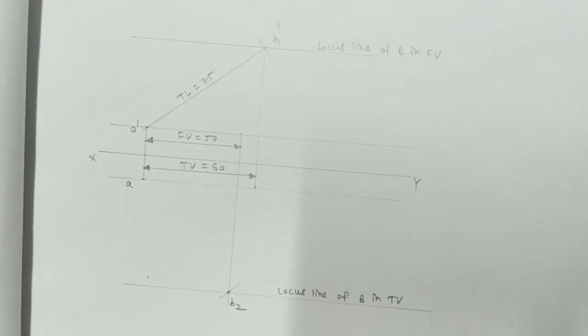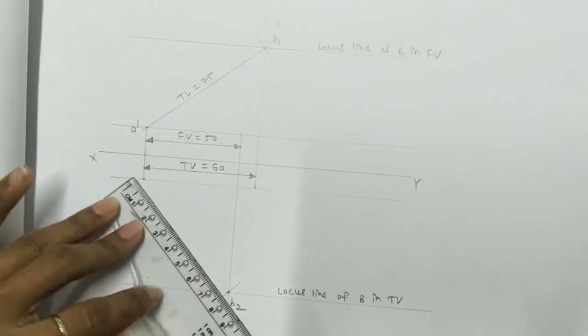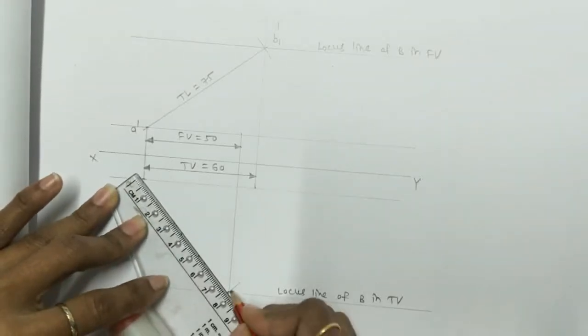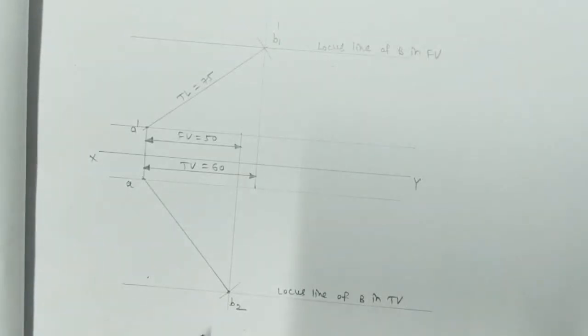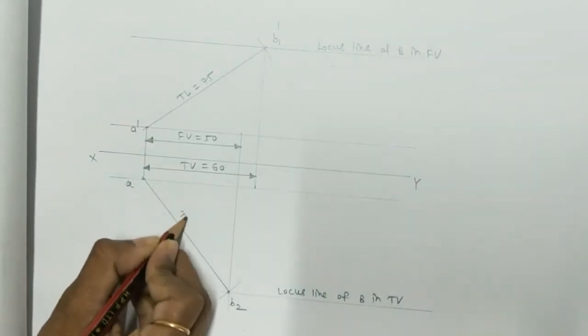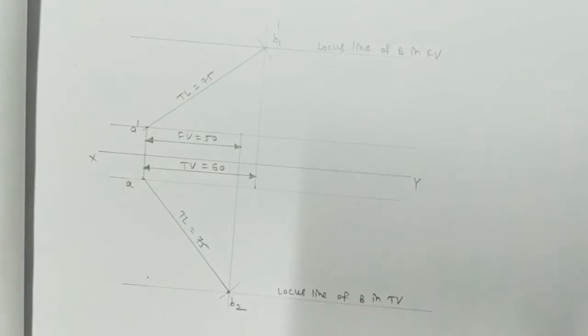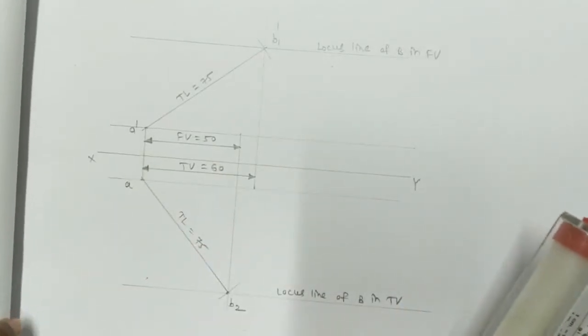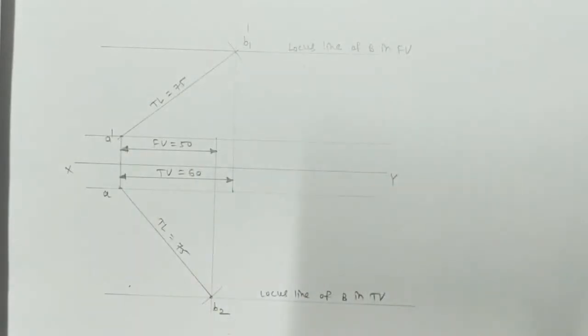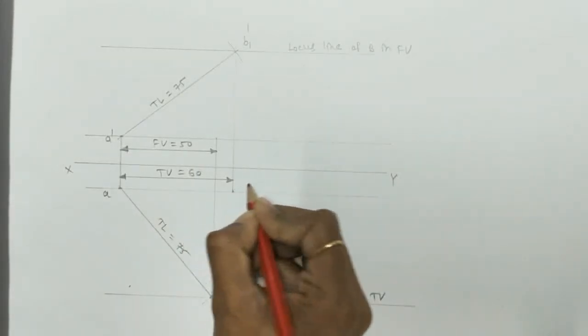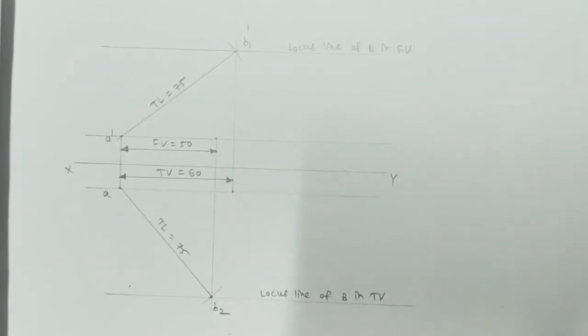Now join line AB2, which is the true length. So true length is equal to 75. Now next step is, as we have got these 2 points, now we will draw front view and top view.